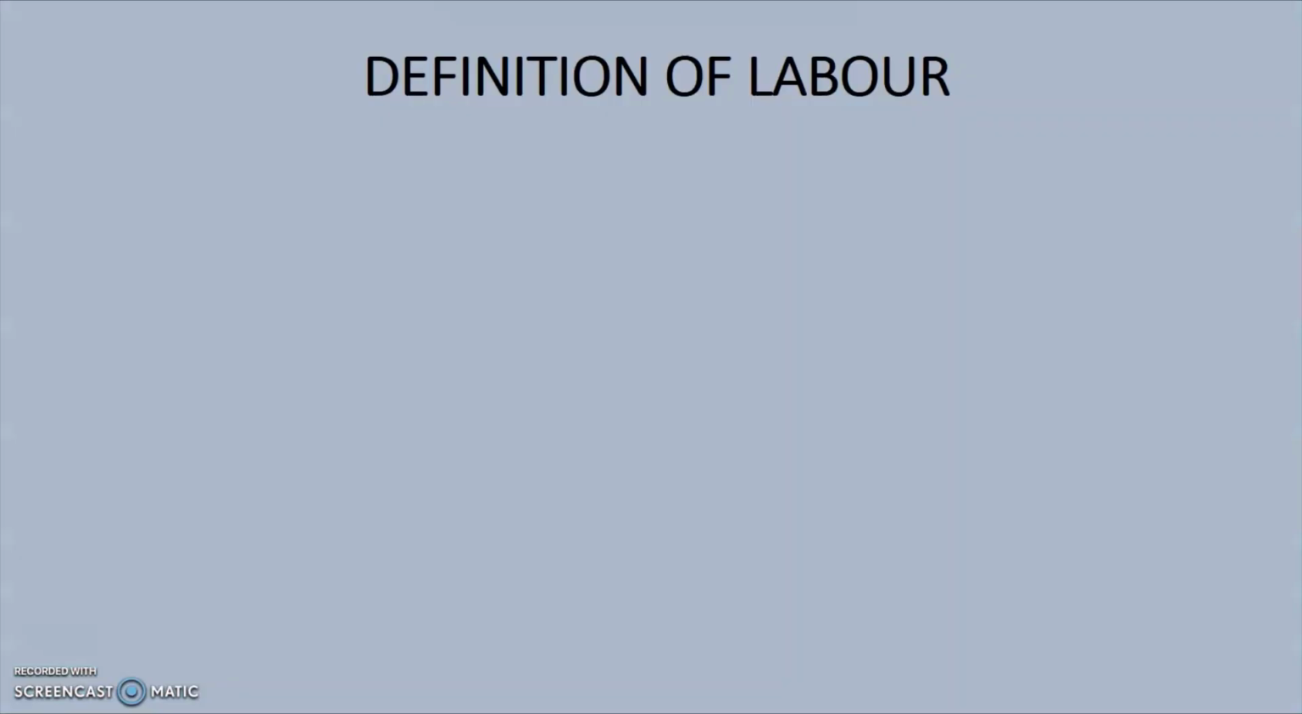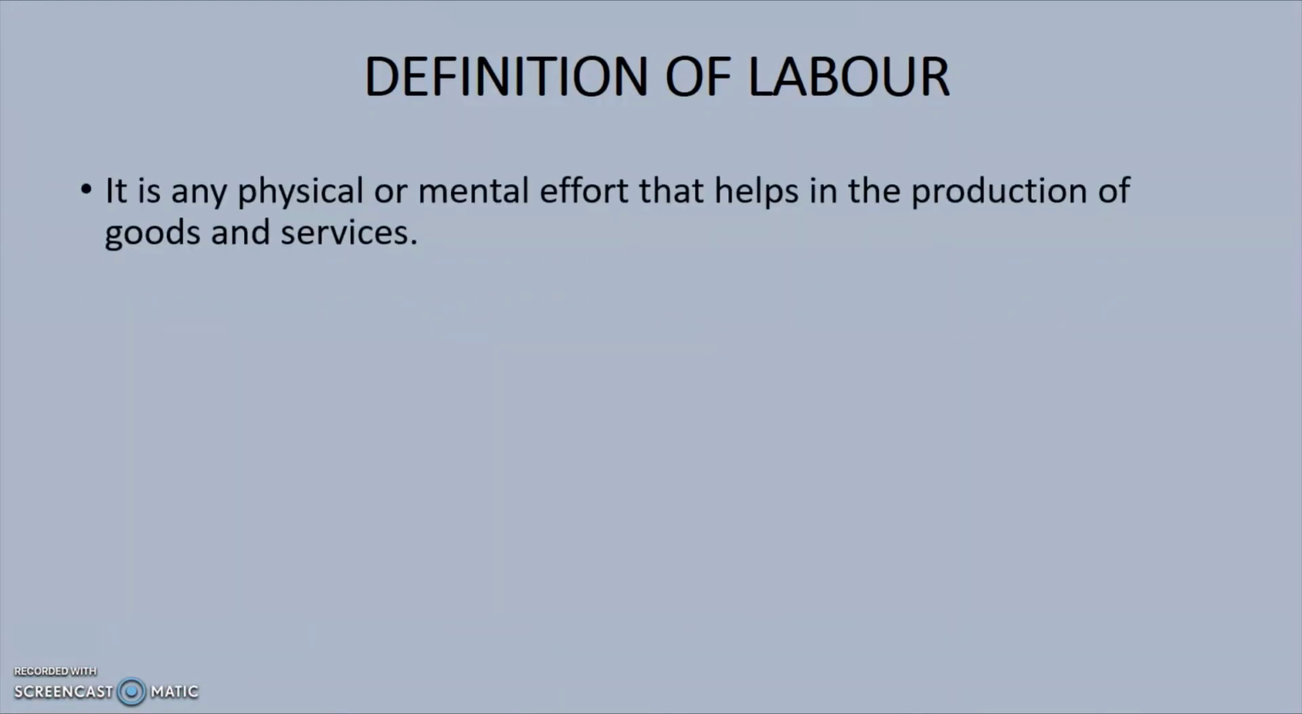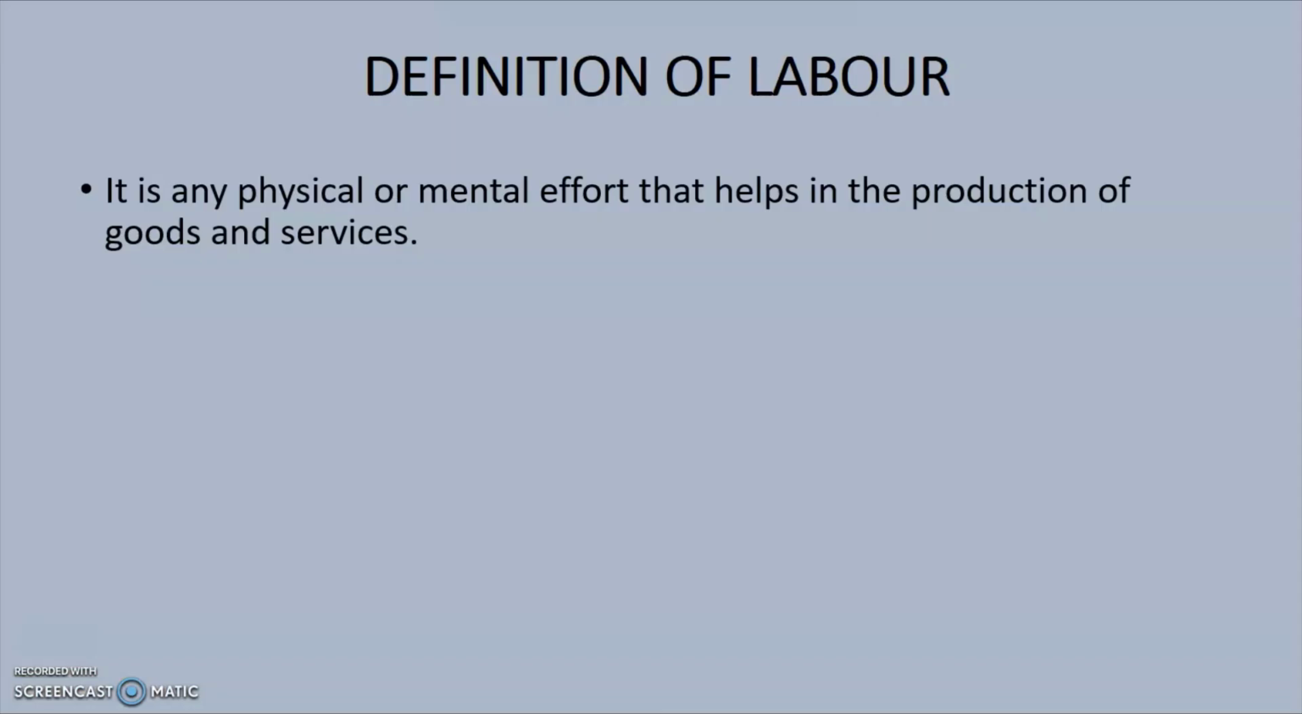So let's define what labor is. Labor as a factor of production is any physical or mental effort that helps in the production of goods and services. So the underlying word here will be either a physical effort, which is also known as physical strength, or the use of manpower to produce goods and services, or the use of mental effort or mental strength, or the use of the brain in producing goods and services. So that is labor. Then we move to types of labor.